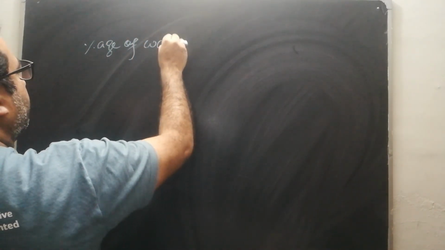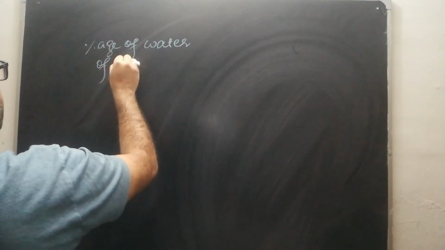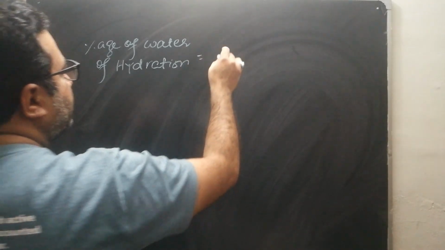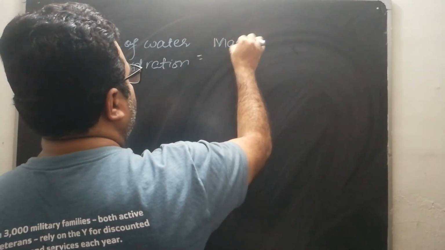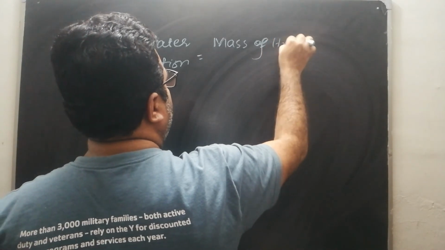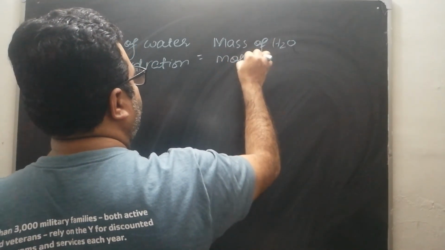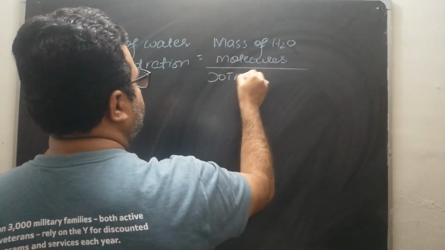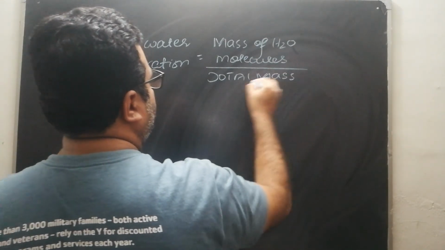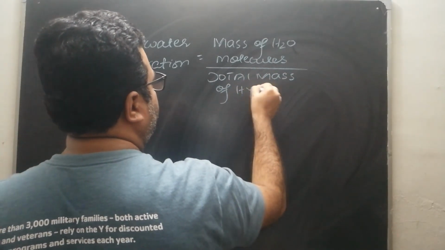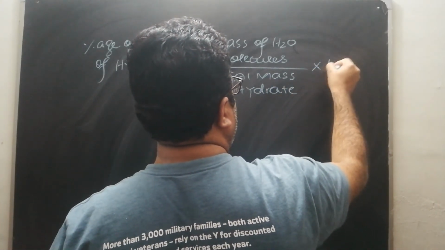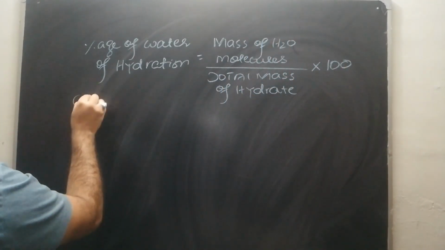So percentage of water of hydration is equal to mass of water molecules divided by total mass of hydrate multiplied by 100.